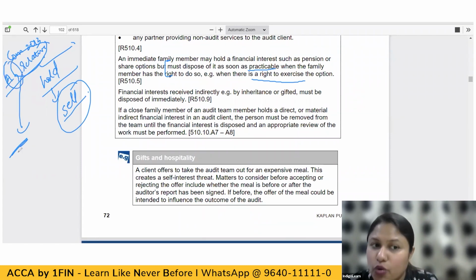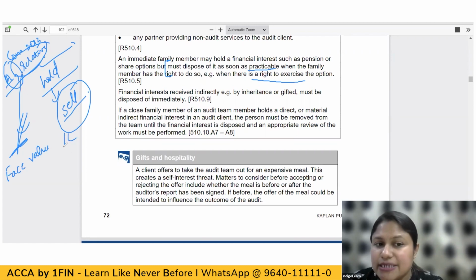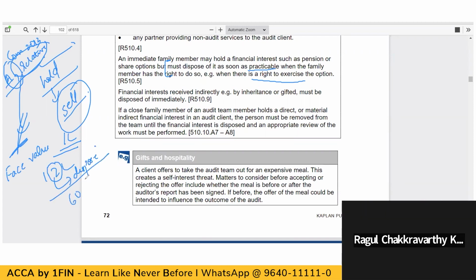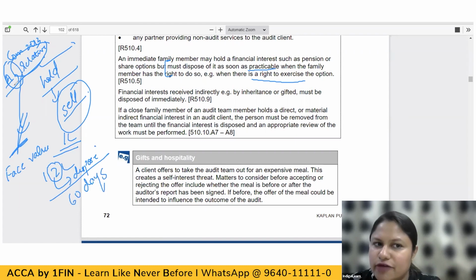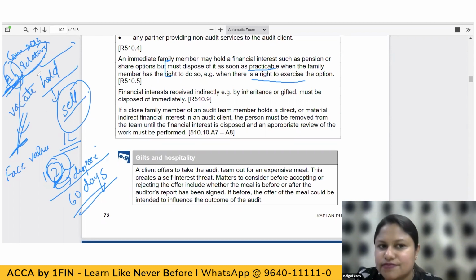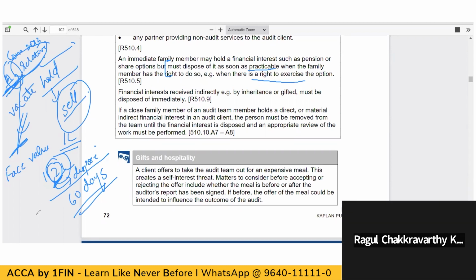Suppose the limit is 1 lakh. As per Indian law, up to a face value of 1 lakh, you can hold the shares. It is allowed. But suppose you are holding 1.2 lakh, then the 20,000 above the limit you have to compulsorily dispose of. And the timeline is only 60 days. From the date of appointment of A as auditor in this company, within 60 days, this relative has to sell off the additional shares. If the relative does not sell them, then this auditor will automatically have to vacate the office. Understood? And you remember we did a term called casual vacancy.